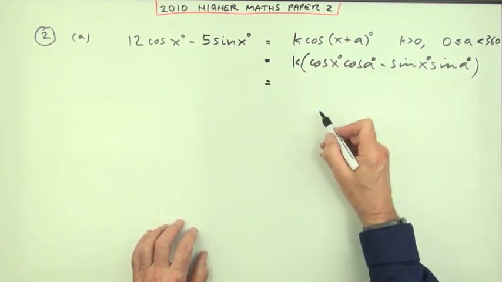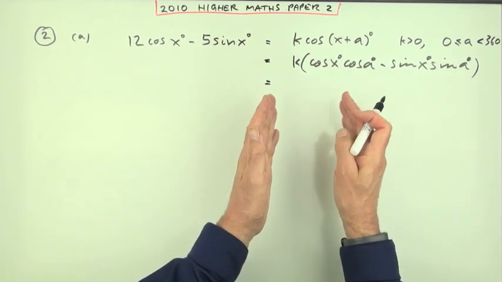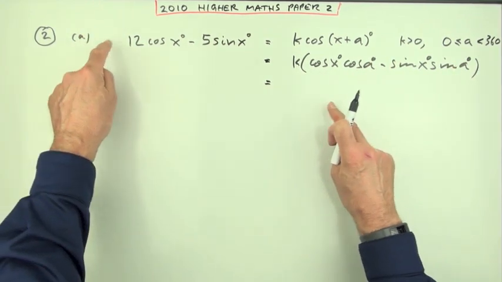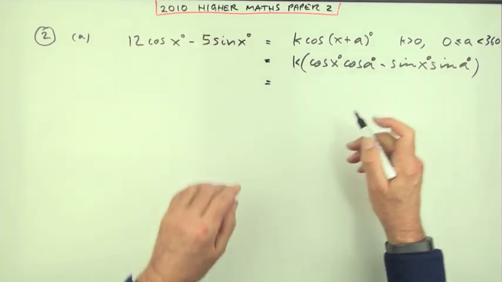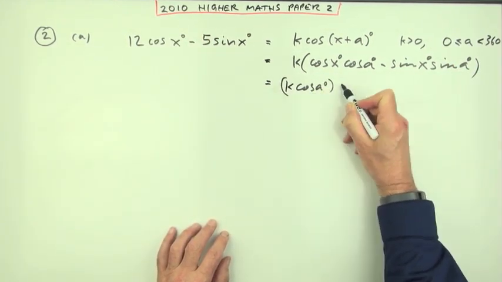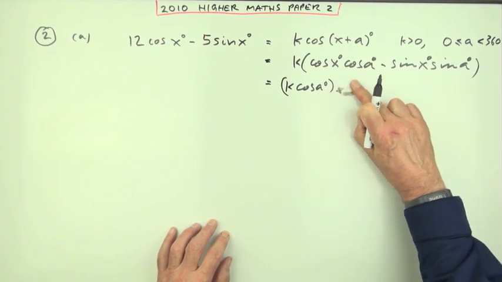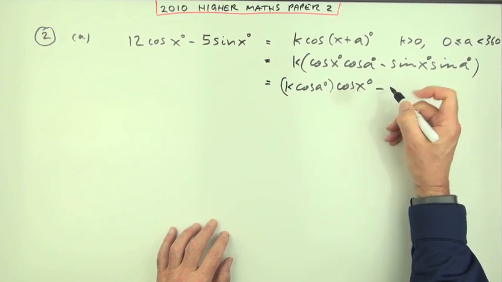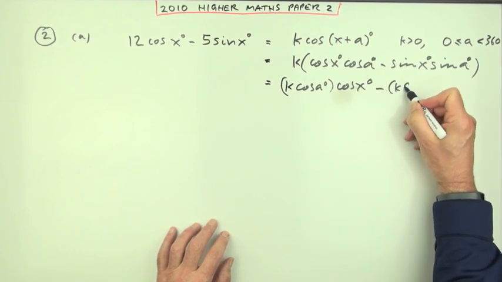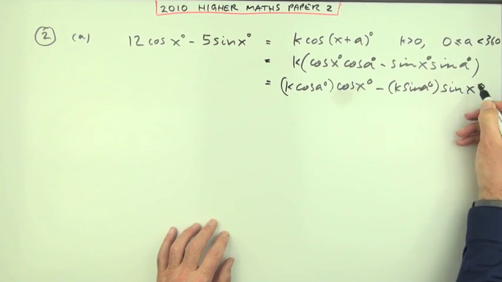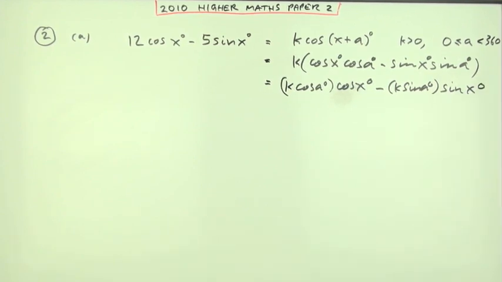And then I like just to tidy it all up to have explicitly the coefficient of cos x and the coefficient of sin x, so you can compare the corresponding coefficients. So that means I've got k cos a times cos x minus k sin a times sin x. And after all that, that's just 1 mark.